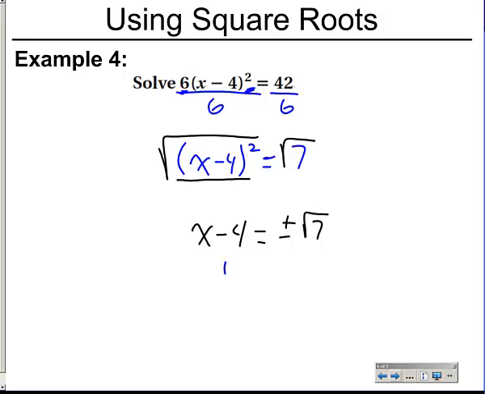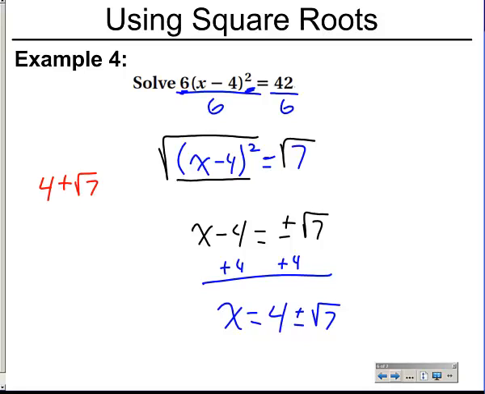So I'm going to add 4 to both sides, bring down my x, and I'm going to put the 4 up front. It's positive, so I can just write it as 4. And that's going to be plus or minus the square root of 7. So you've actually got two answers there. If you wanted to estimate those two answers, you'd have to write them like this: 4 plus the square root of 7 and 4 minus the square root of 7.